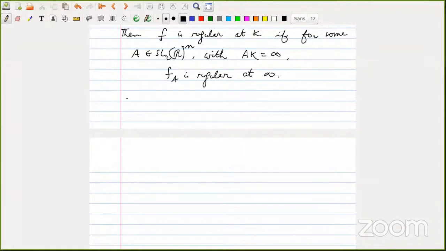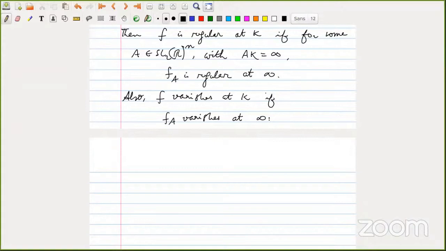And so similarly, f vanishes at kappa if... Okay. So now with this we can talk about the regularity and the vanishing of automorphic forms. Okay, so then we can define cusp forms and so on.